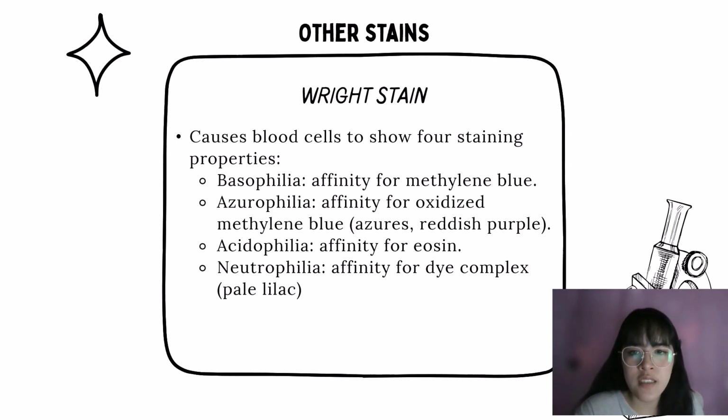For Wright stain, it causes blood cells to exhibit four major staining properties that allow the cell types to be distinguished. Basophilia, affinity for methylene blue. Azurophilia, affinity for the oxidation products of methylene blue called azures, which are reddish-purple. Acidophilia, affinity for eosin. And neutrophilia, affinity for a complex of dyes in the mixture, which are pale lilac.